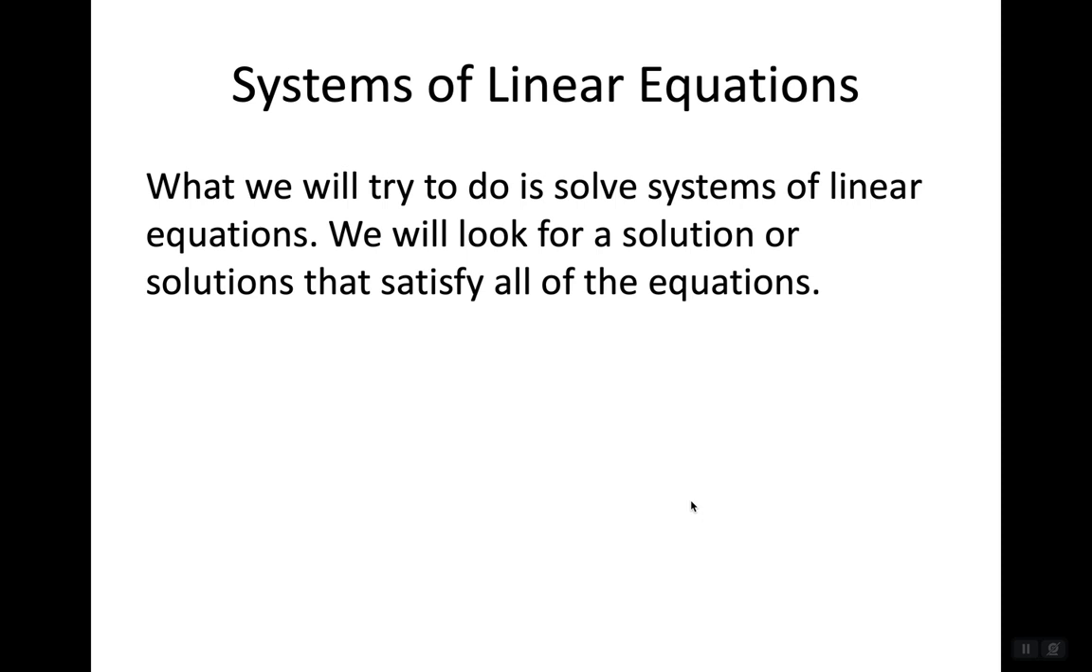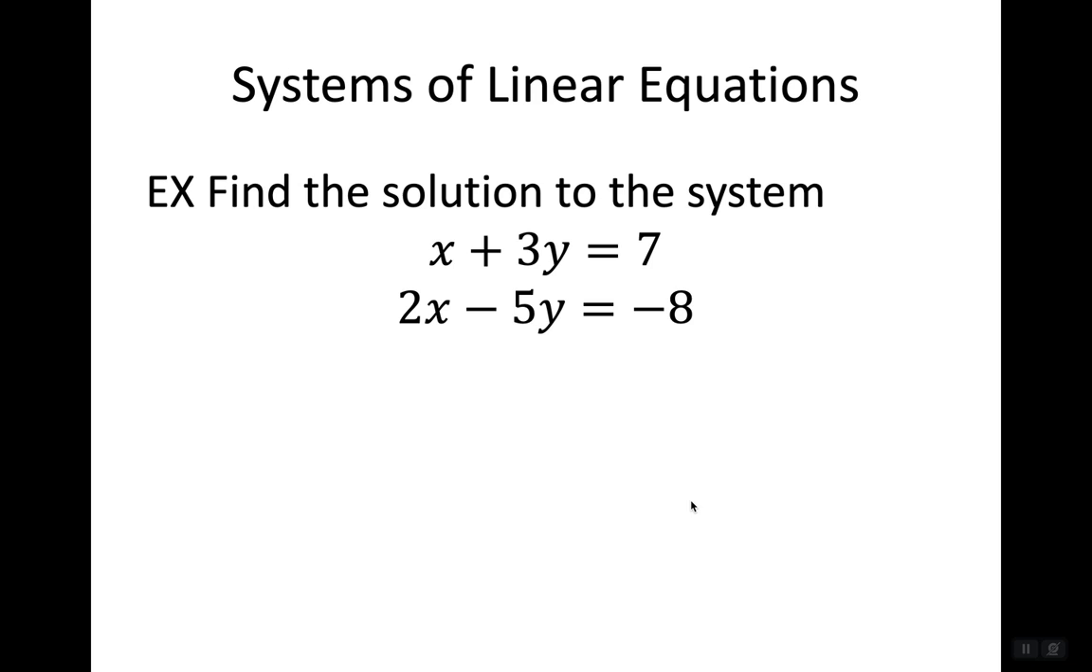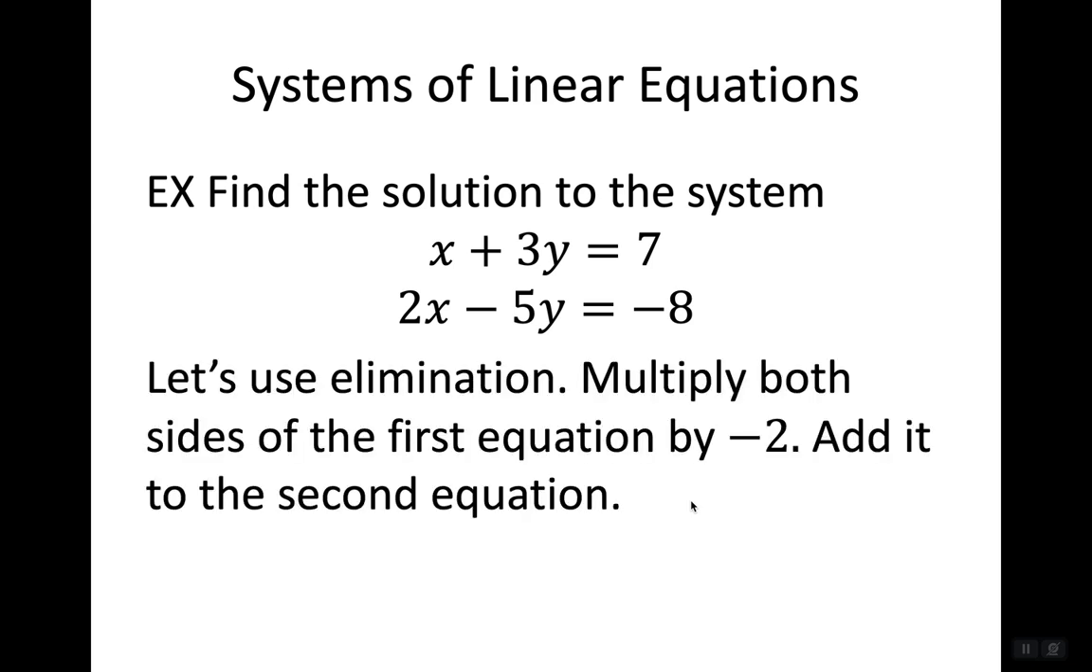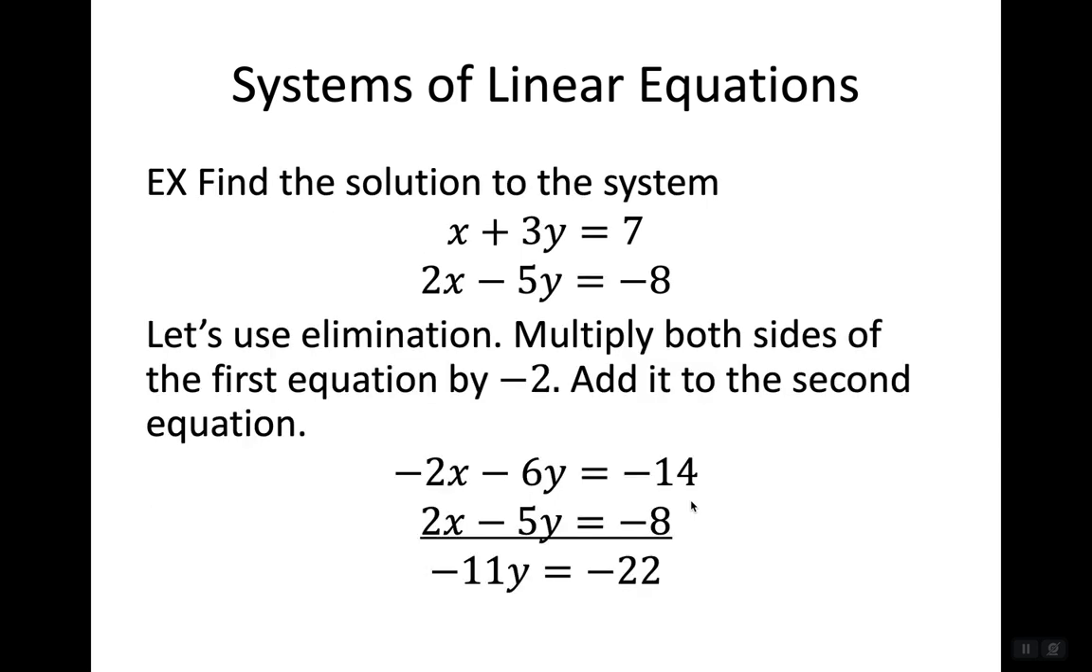We will look for a solution or solutions that satisfy all of the equations. For example, find the solution of this system: x plus 3y equals 7, 2x minus 5y equals negative 8. Let's use elimination. Multiply both sides of the first equation by negative 2 and add it to the second equation. Here's why we do that. When you multiply both sides of the first equation by negative 2, you end up with negative 2x minus 6y equals negative 14. Then, when we add the second and the first equation, the x's cancel out, and we're left with negative 11y equals negative 22.